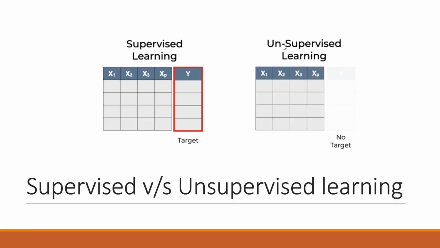Now the next key difference between supervised and unsupervised learning is based upon their input data. So in supervised machine learning, we provide both input as well as its corresponding output, and the model needs to find the relationship between input and output. But in unsupervised learning, we only provide input data and the model needs to automatically find the hidden patterns in it.